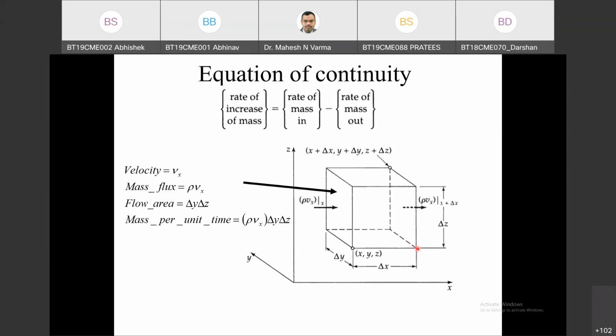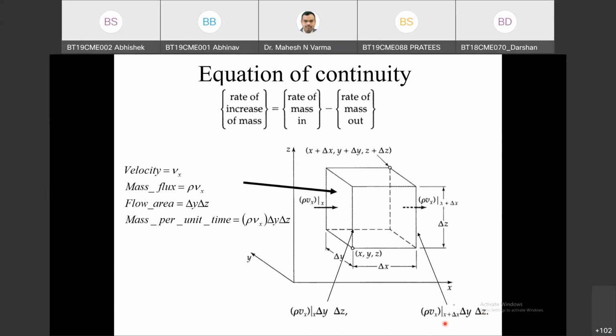So this is the flux at X, and this is the flux at X plus delta X. Similarly, this will be rho into Vx delta Y delta Z at X, the rate of mass coming in X direction. This will be the rate of mass going out in X direction. Similarly for Y direction.